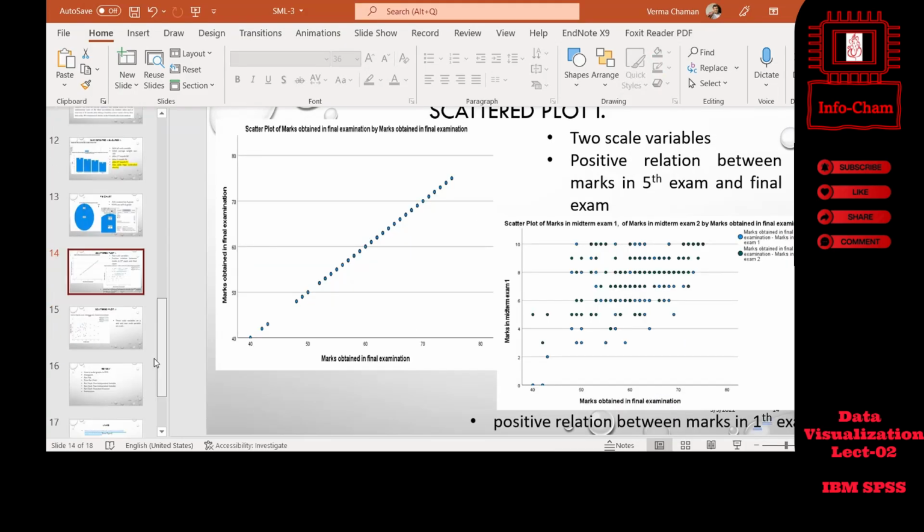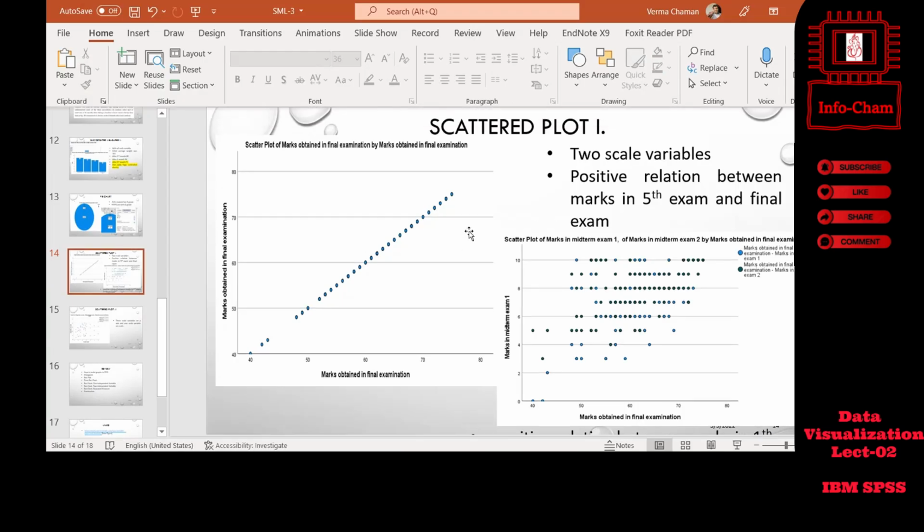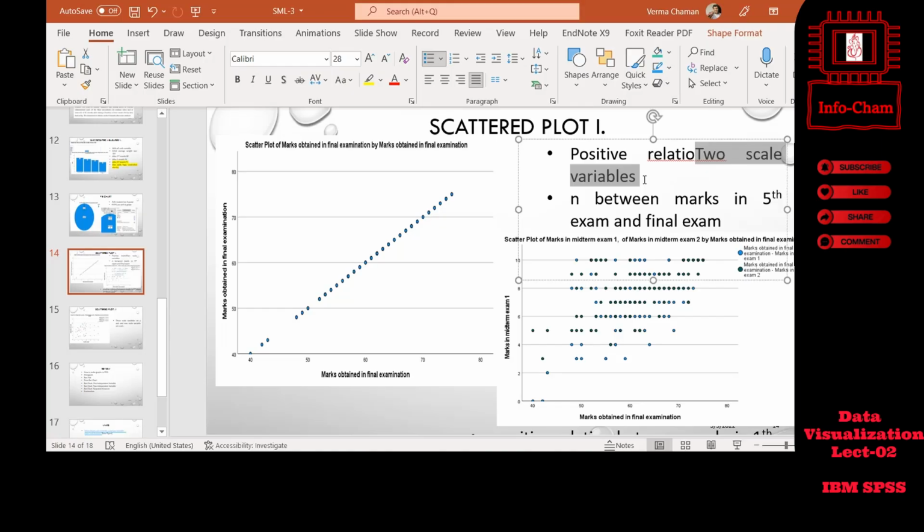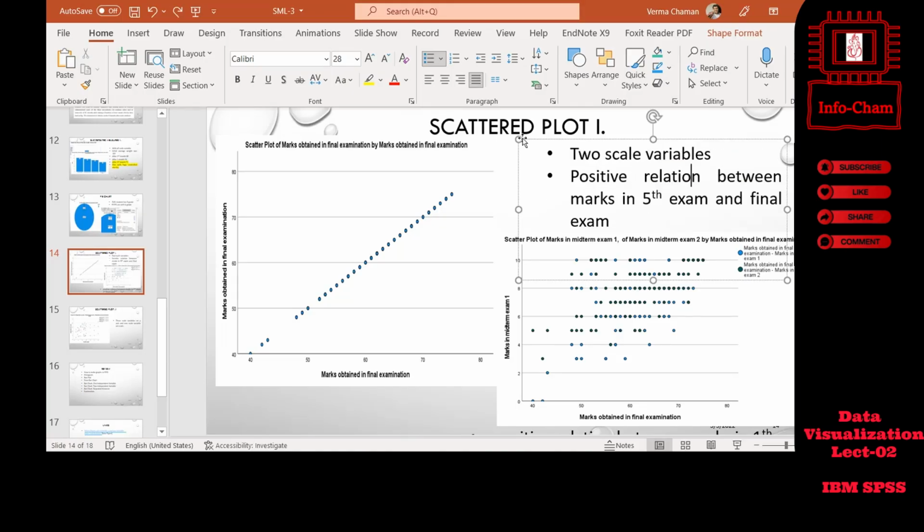Now, what is important to know about is the scatter plot. So what about the scatter plot? Scatter plot is basically used when we have two different types of numeric values, like scale variables. In that case, we should use the scatter plot. The scatter plot will tell me basically the scatteredness, where my data is scattered.